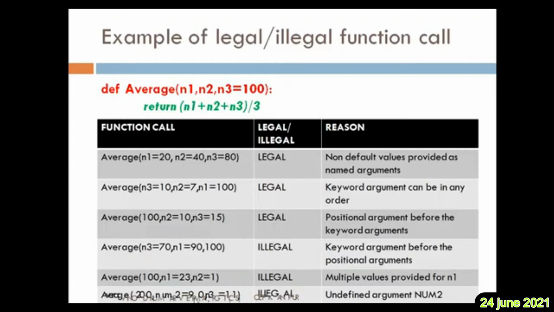Now average, here: 200 comma num2 is 90 comma n3 is 11. Illegal. Why? Undefined argument. Suddenly num2 has come here. Earlier you were saying only n1, n2, n3, but now in place of n2 you have written num2. That's why illegal. Okay. Now 21 comma num3 equal to 900. A required argument n2 is missing. We are talking about num3. We don't know, because that is also undefined. But somewhere one argument is missing here.